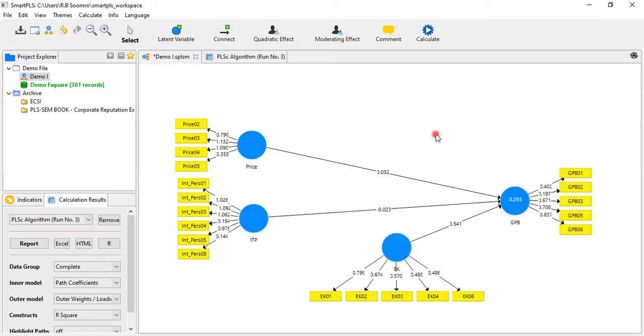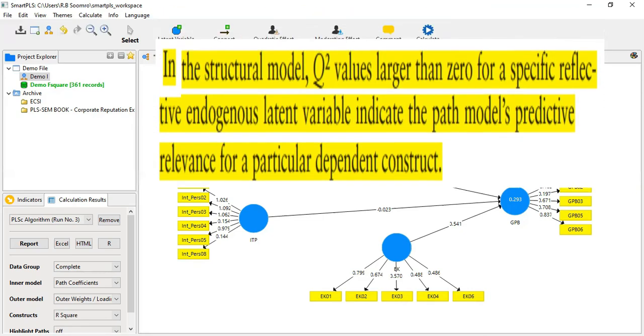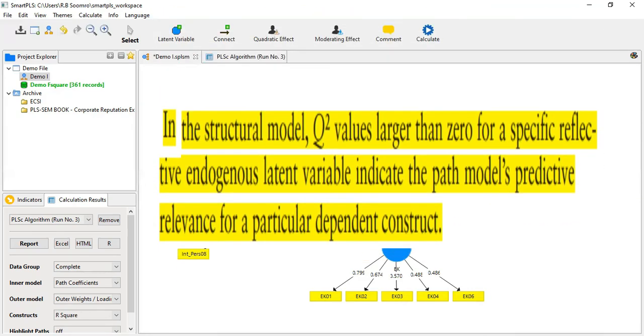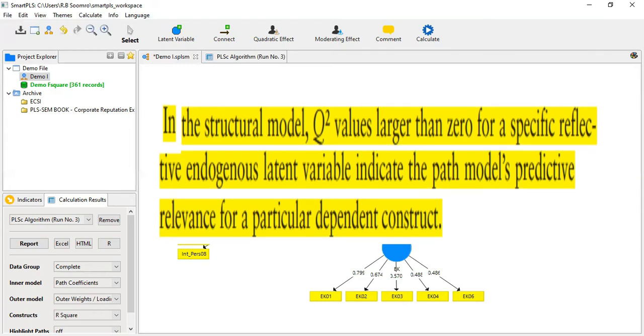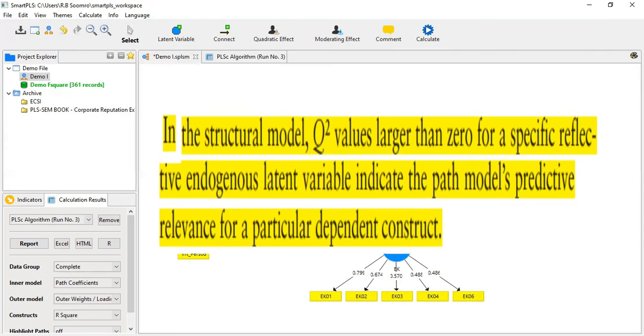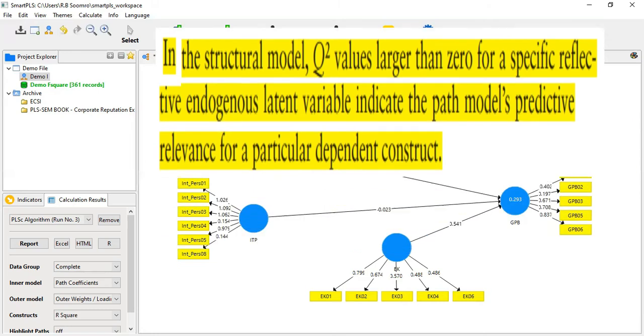Another point is that in the structural model, Q square values larger than 0 for a specific reflective endogenous latent variable indicate the path model's predictive relevance for that dependent construct. So the benchmark is that if the value of Q square is more than 0, it has predictive power. The larger the Q square value, the higher the power of the prediction.